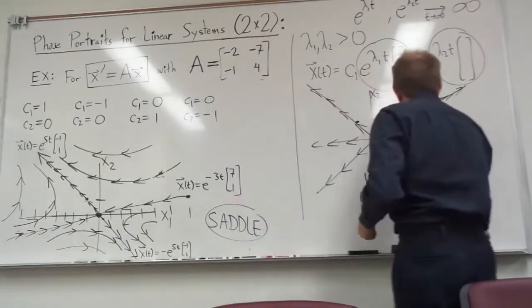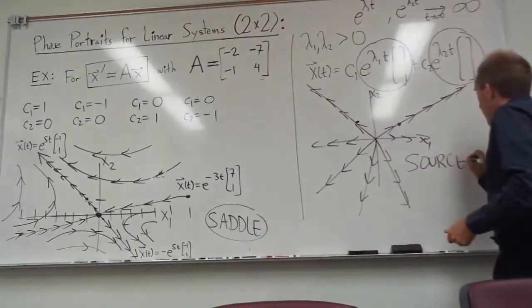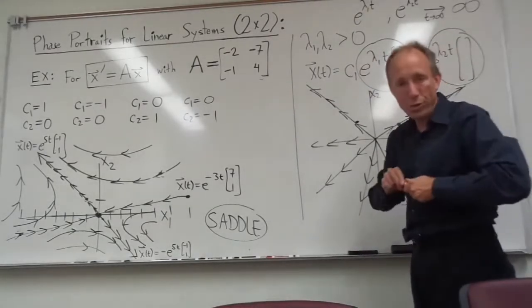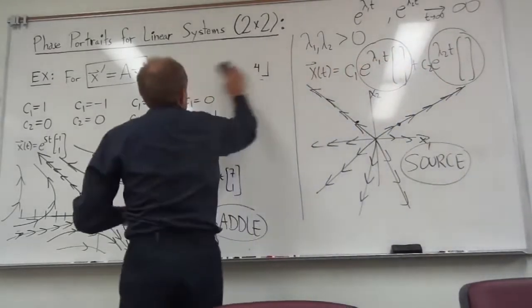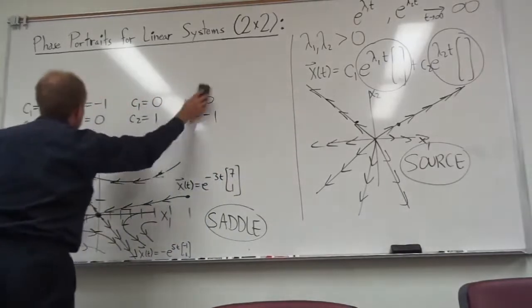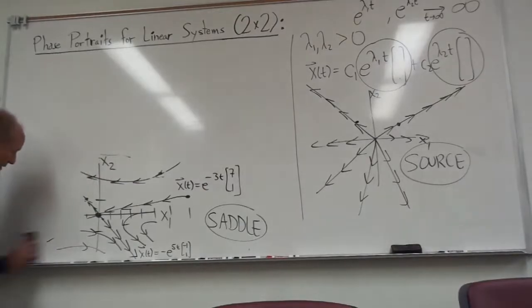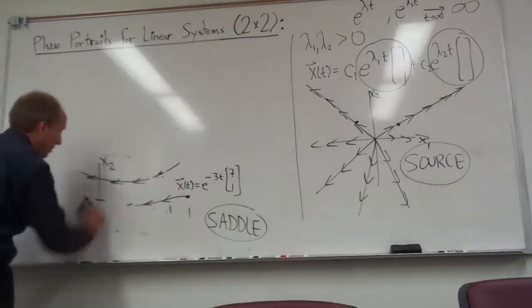This is called a source. When you have two positive lambdas, you get what is called a source. The origin is like a source. All of the solution curves radiate out away from the origin in this case.